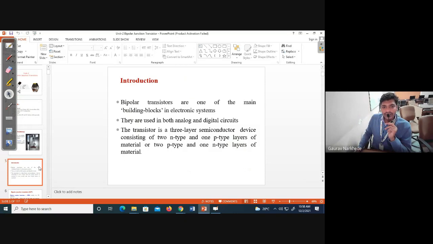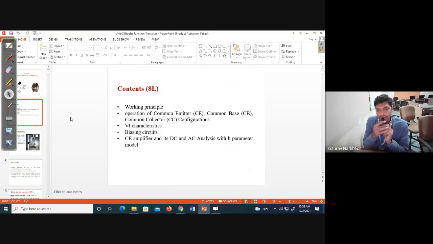Before that, what are the contents which we'll be covering in unit number 2 are the working principle, then what is the construction of the transistor, and then what are the configurations in which we are working, that is common emitter, common base, and common collector. Then what are the VI characteristics, then biasing of the circuit, and then basically we are using only one configuration, that is common emitter configuration, common emitter amplifier, and then AC and DC analysis, right? So these are the contents which we will be covering.